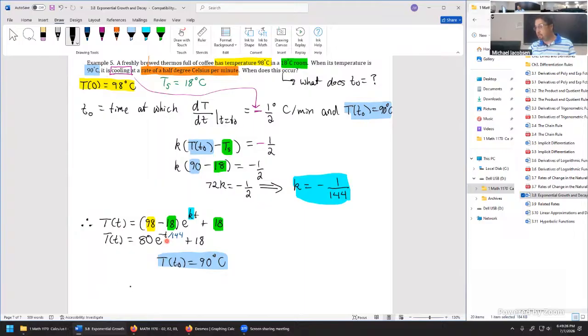so the left-hand side becomes 80 e to the power of negative T naught divided by 144, and don't forget the plus 18, that's gonna make a big impact. Plus 18 equals 90. Now we're about to resolve the whole question, the moment we solve this equation for T naught. Well, this one's a journey for sure. Any questions at all, folks, getting to this stage?